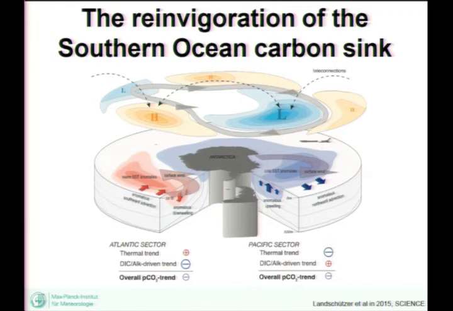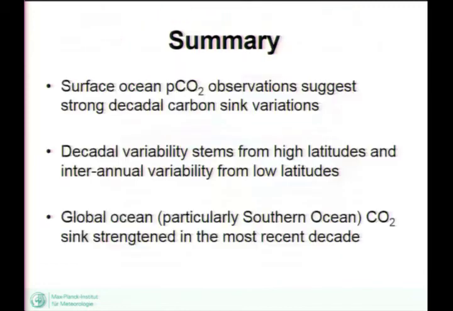So what you have in the Pacific sector is more colder water coming from the Antarctic continent, which is actually dominating this DIC and alkalinity-driven upwelling trend that we saw. Whereas in the Atlantic sector, we see the other way around. Even though we've got a warming, which would actually suggest increased outgassing of CO2, we see much more dominating DIC and alkalinity-driven trend, which overall for both sectors means that we have an increase in the air-sea gas flux and an increasing uptake in the Southern Ocean.